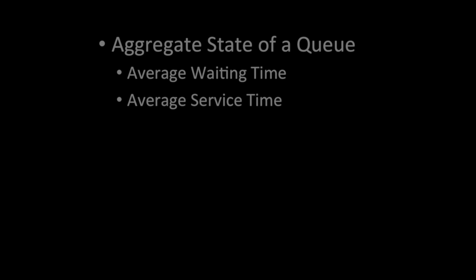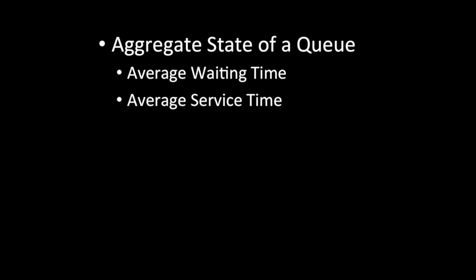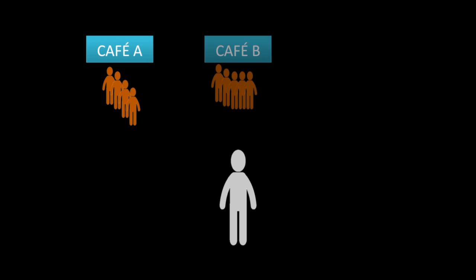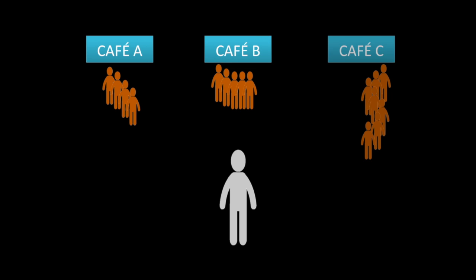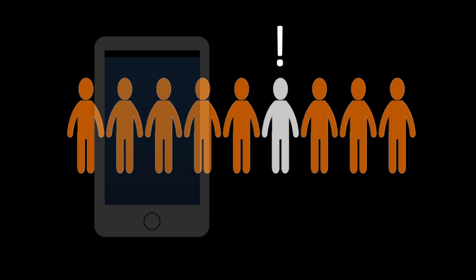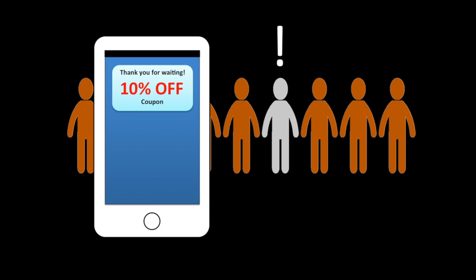Being able to infer both the aggregate state of a queue, such as average waiting time, and the individual context, such as whether a person is queuing and, if so, for how long, are clearly practically important objectives. Such knowledge can be used, for example, to provide real-time delay estimates to people deciding which food court to visit for lunch, or by a store operator to deliver a special incentive to an individual who has been queuing for a while.